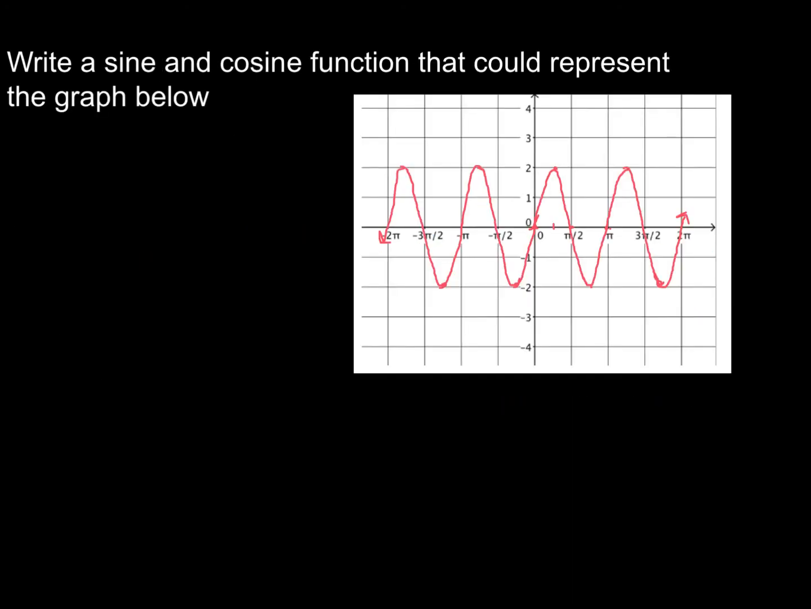So with this graph, I want you to write both a sine and cosine function that could represent the graph below. So go through it, just following the same steps that we did previously with what makes sense for writing a cosine or sine function. Choose whichever one makes the most sense. Write that function, and then think about how you could then write another function where you use the opposite trigonometric function. So either sine and then write cosine, or use a cosine and then go to sine. We'll talk about this tomorrow.